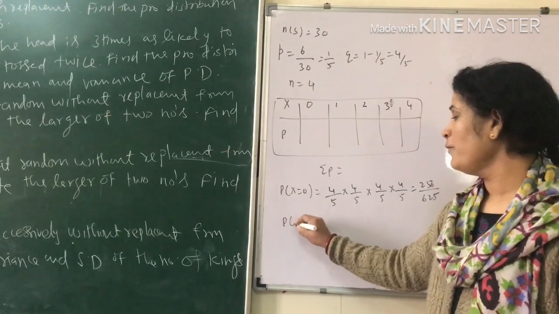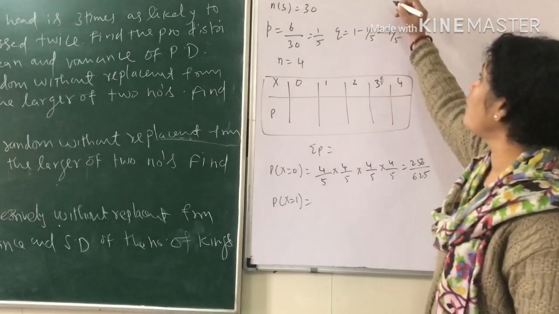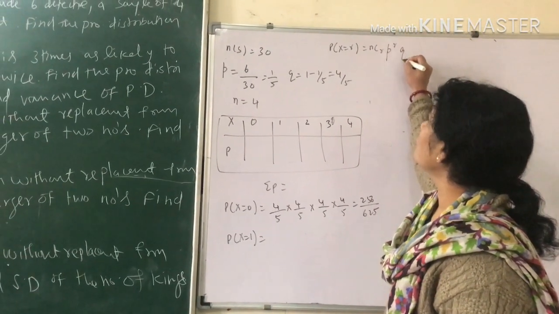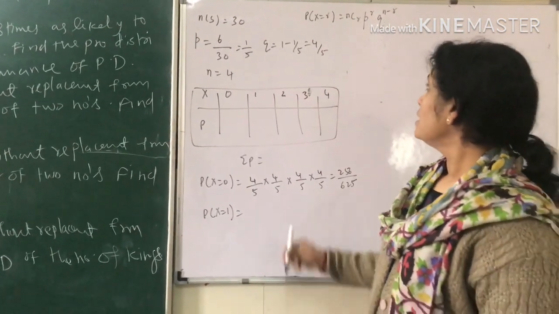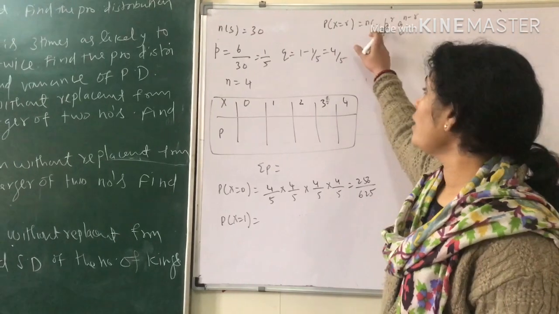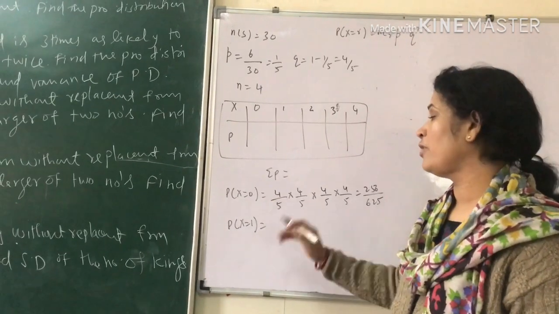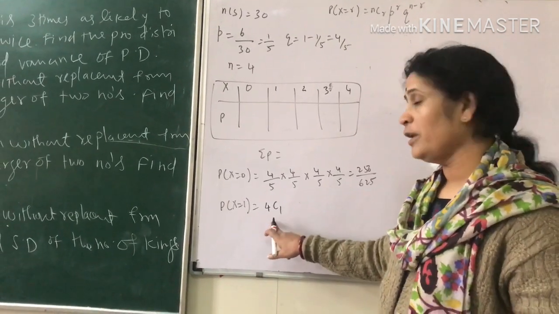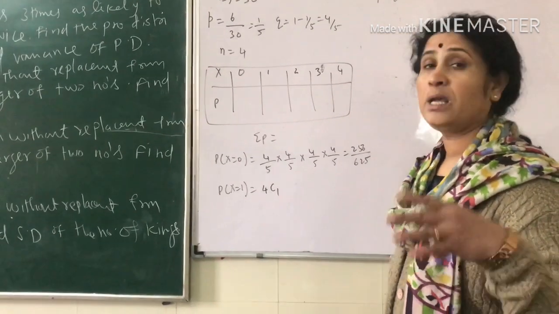Clear? Now probability of X equal to 1. Either you can use one of the formulas here, the with-replacement formula. Which formula am I saying? Probability of X equal to R is equal to NCR into P power R into Q power N minus R. You can use this formula for with-replacement cases. If I use this formula, N is 4, R is 0, so that means 4C0, which becomes 1. That's why I didn't write it here. Otherwise, if you want to find the probability without a formula, how will you find that?